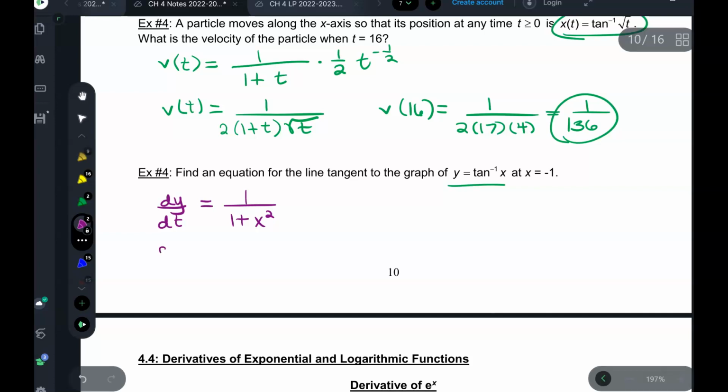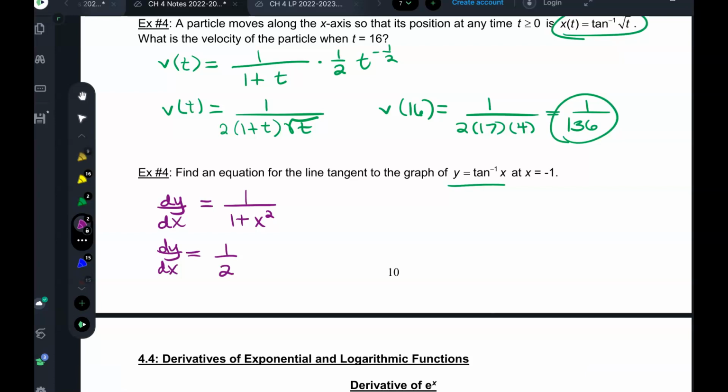Okay, so we want to evaluate. Oh, I don't know why I wrote dy dt. That should be dy dx. We'll do dy dt eventually, but is that different? No, it's just when we get to related rates. Yeah, it's something we'll get to eventually. Next chapter. Okay, so plug in -1. So we get 1/2. Yeah. Okay.